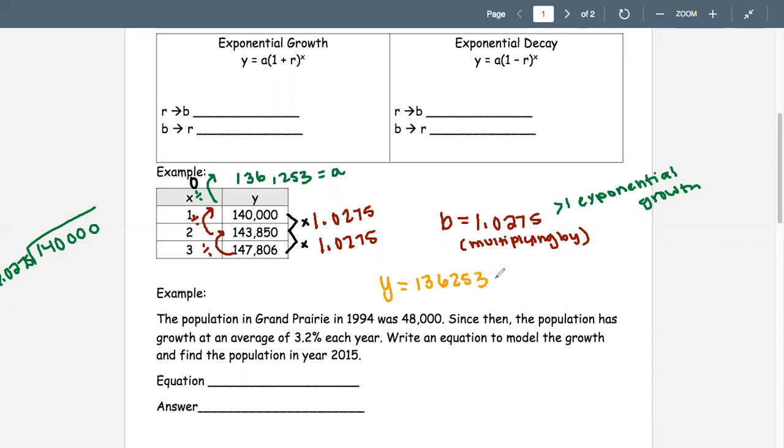Yeah, I wrote it down. Okay. To the power of x. Perfect. So here's my equation for this exponential table. Now let's drag in this r value here. If we know this is exponential growth and we have the b value, what did we say up here? How do we find the r value from the b value?